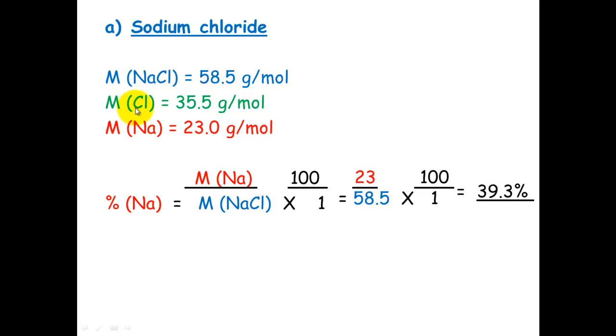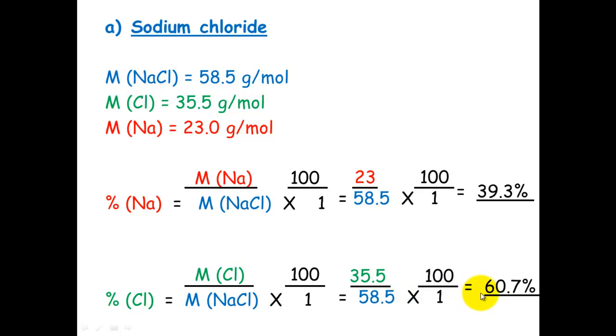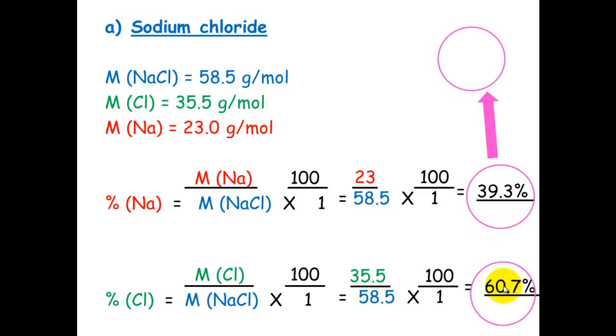To work out the chlorine, we do the same thing. So percentage of chlorine is the molar mass of chlorine divided by the molar mass of sodium chloride times 100 over 1, which equals 35.5, which is the molar mass of chlorine, divided by the total molar mass of the sodium chloride, which is 58.5 times 100 over 1, and it equals 60.7. Remember, double check that your answer is correct by making sure that these answers add up to 100%.